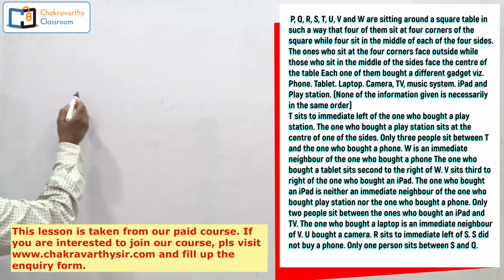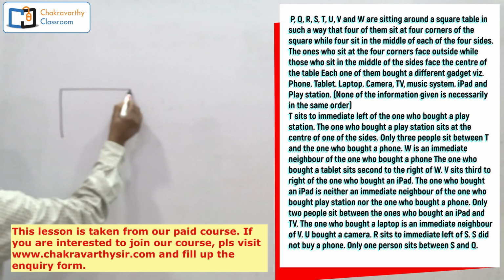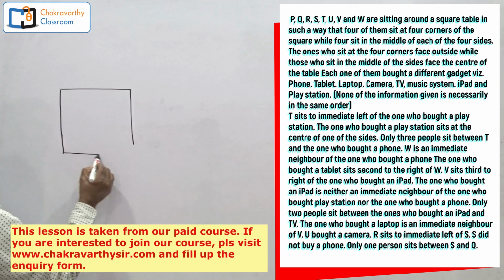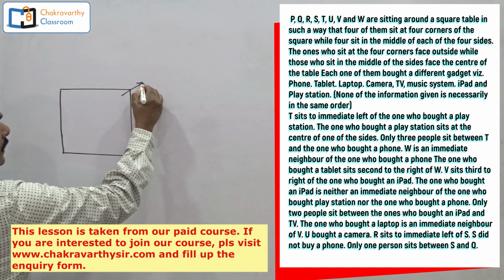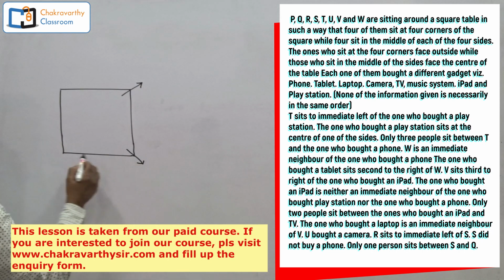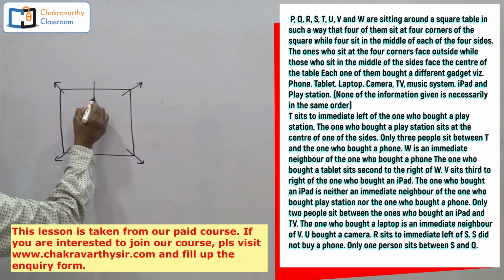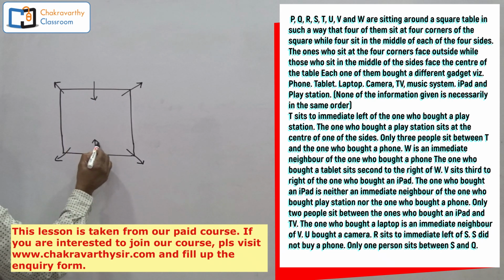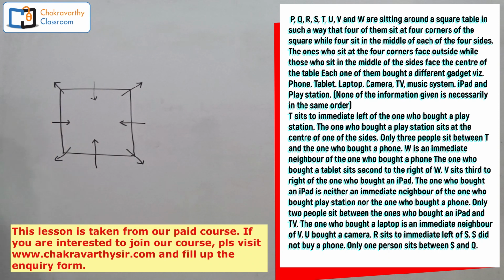I am starting in this way. Let's take a small square table. How have they given? The ones who are on the corners are facing outside. Keep the arrows like this, outside. Those who are in the middle are facing the center. Keep the arrows in this way, so that there won't be any confusion for you.